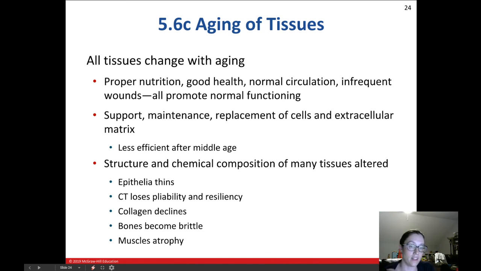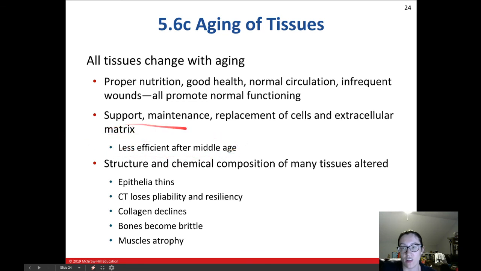So I did want to mention a little bit about the aging of tissues. All tissues are going to change as you age. And as we go through each different chapter in the book, we'll talk a little bit about aging of the different systems. So proper nutrition, good health, normal circulation, and infrequent wounds are all going to be important to promoting normal functioning of your tissues. And normal circulation is pretty important. Things like high blood sugar or high blood pressure, so diabetes or hypertension, can affect your circulation.